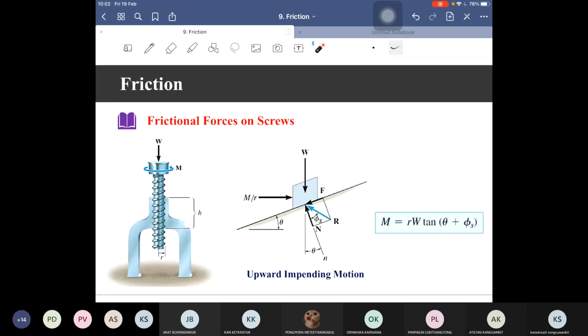In case the screw tends to move upward, we give the force W and also insert the moment to turn this screw. So the movement of the screw will act to the right-hand side. That's why we have the frictional force acting in this direction.